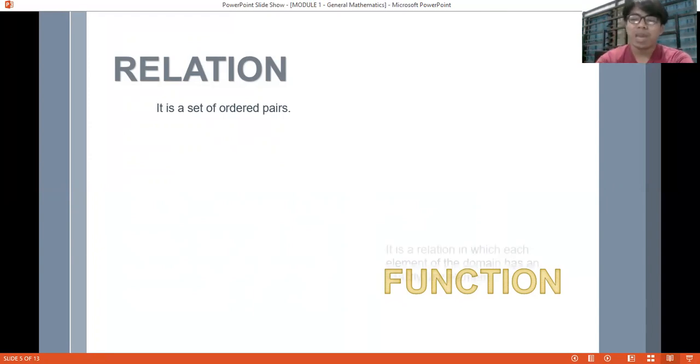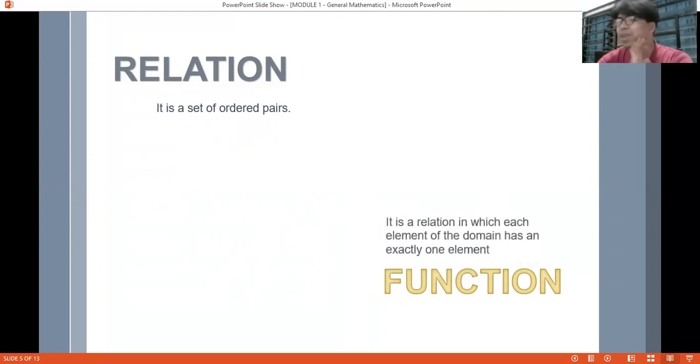Okay. Next, we have function. It is a relation in which each element of the domain has exactly one element. So meaning to say, if the relation is a set of ordered pairs, and we combine those relations in a certain element, that is a function.